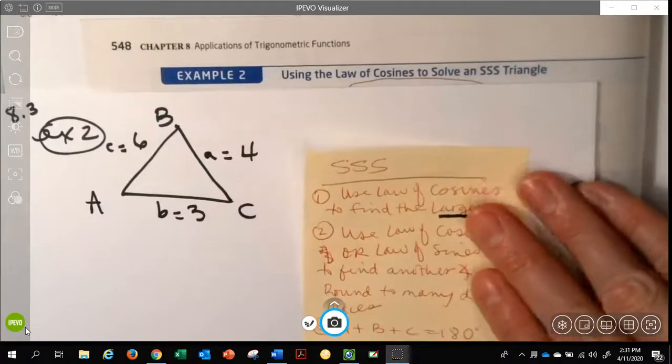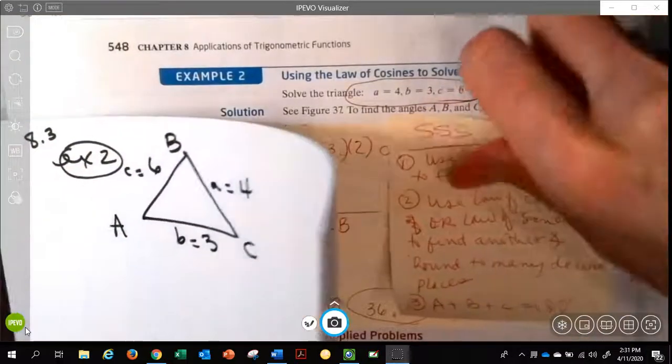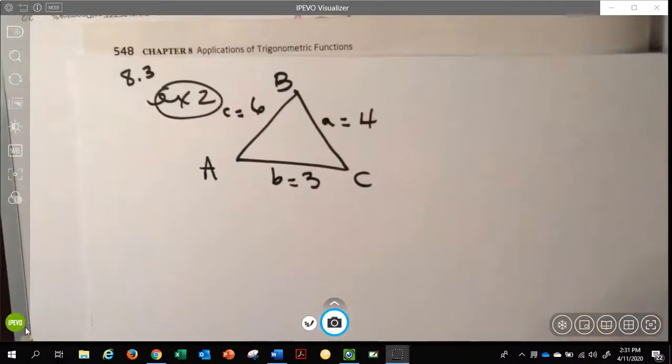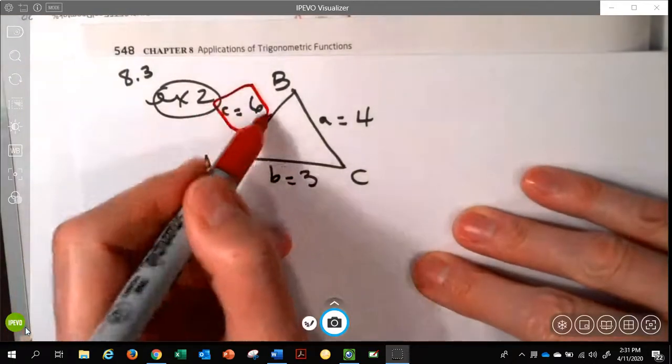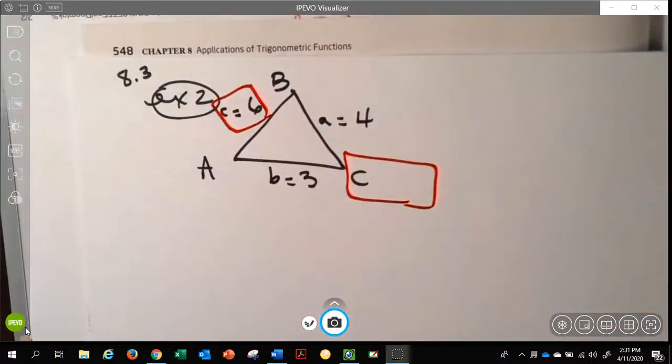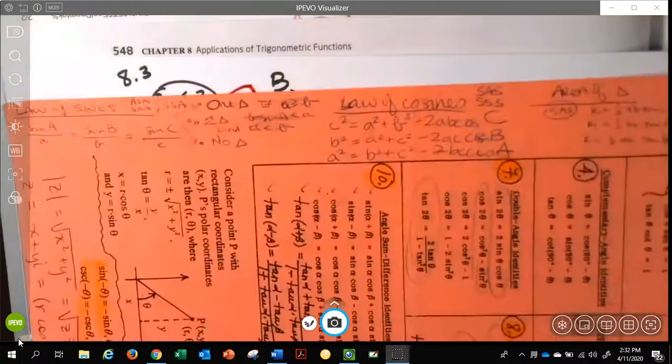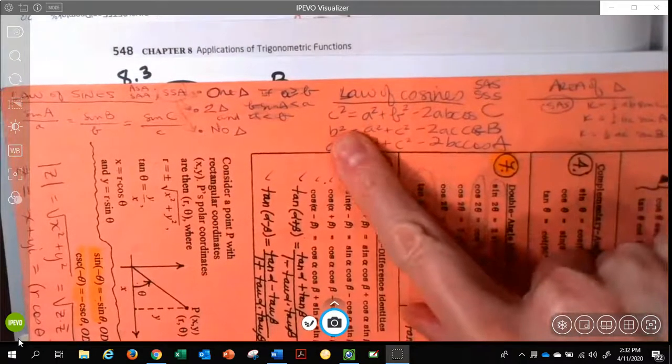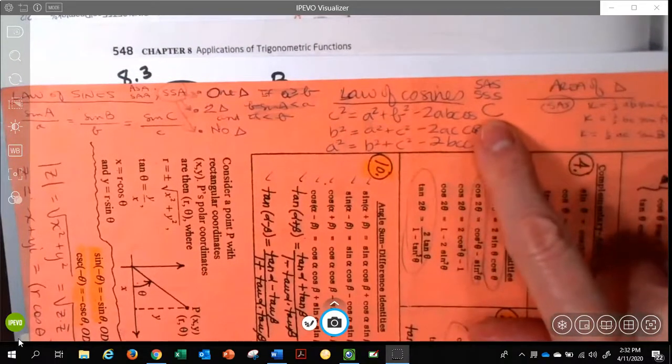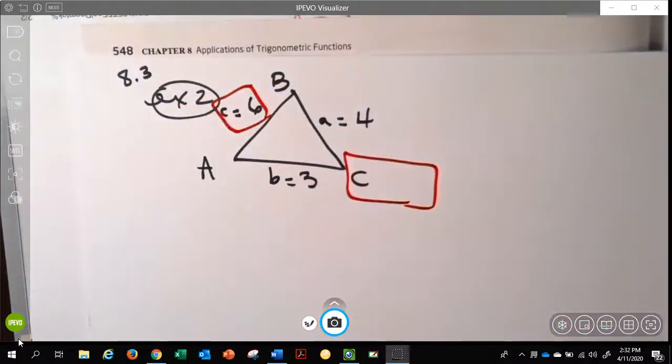How about that? And so looking here, by using the law of cosines, I'm going to find the angle of the largest side, which would be the largest angle. Since this is my largest side, this is going to end up being my largest angle. It will be obtuse. And so as you're looking at this, we're going to use law of cosines to find that angle C. So you have the formula written here, and you can follow it verbatim, that the c squared is the one we're going to be playing around with, and we're looking for angle C.